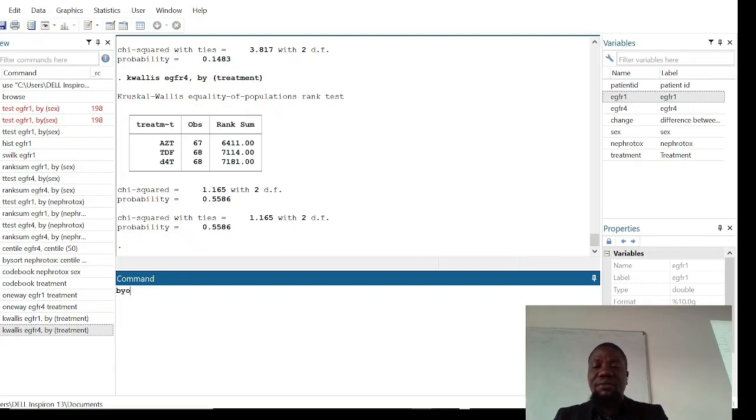So you can say, what was the median after treatment? You say centile eGFR. Remember that this centile command is for percentiles, and the median is the 50th percentile, right? So the median is the 50th percentile number. So you say, sort by treatment, and show me the 50th percentile number of eGFR in the three treatment groups. So this is the 50th percentile.